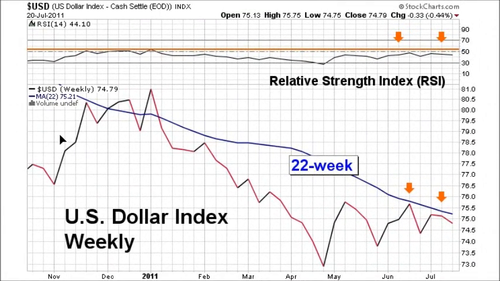Shifting gears here to a longer-term view of the U.S. dollar. Here we're looking at a weekly chart of the U.S. dollar index. Takeaways here fairly simple. The 22-week in our eyes is somewhat synonymous on a weekly chart with the 200-day moving average. It's a good bull-bear demarcation line to use.